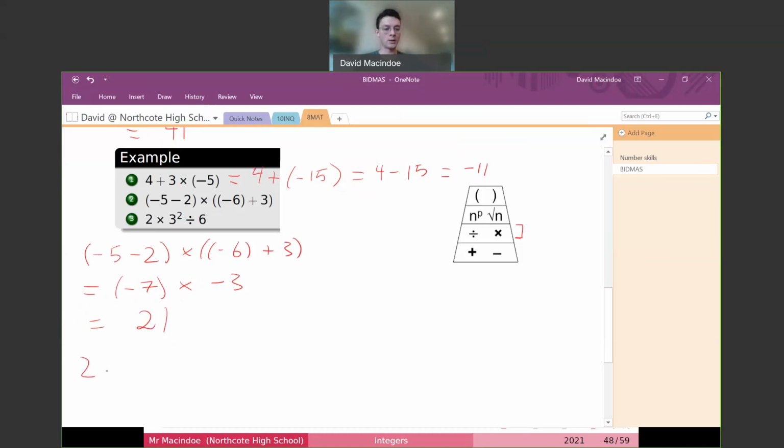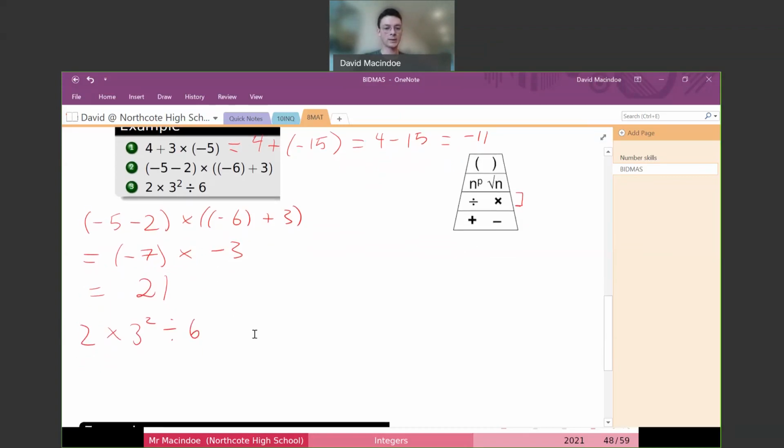All right, final one, 2 times 3 squared divided by 6. So here we actually have an index, one of these guys. So deal with that first. So 3 squared is 9. So write that there. We just get rid of that squared by squaring 3.